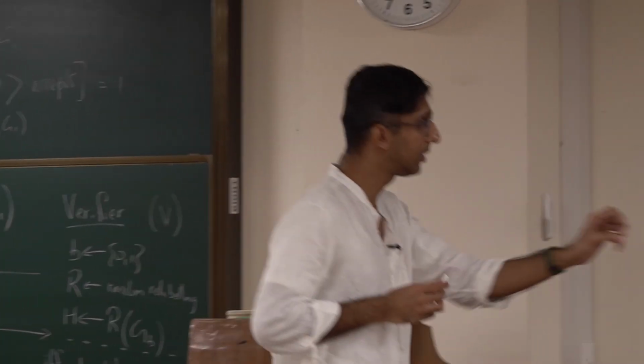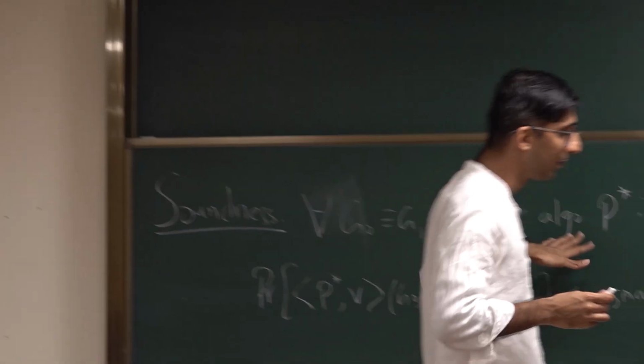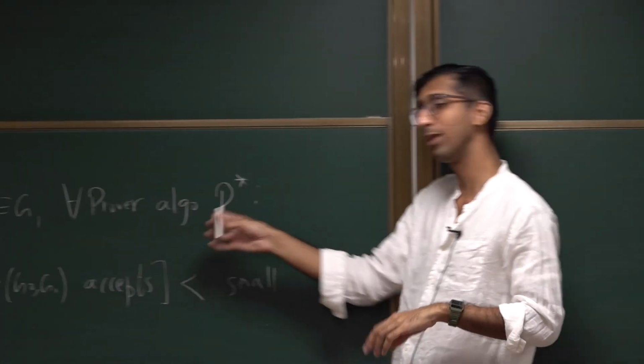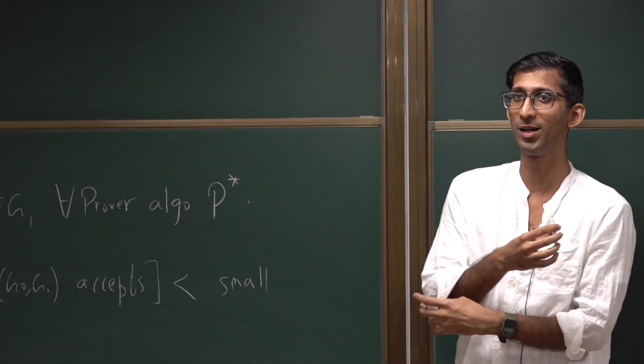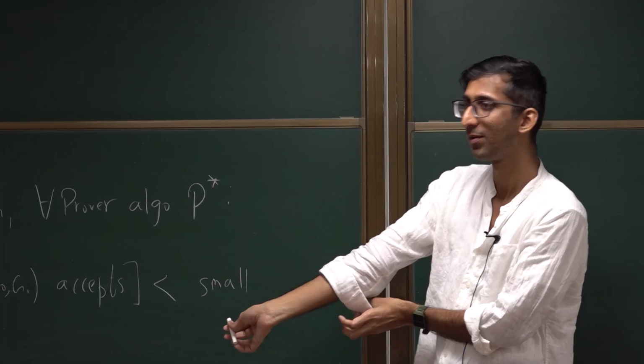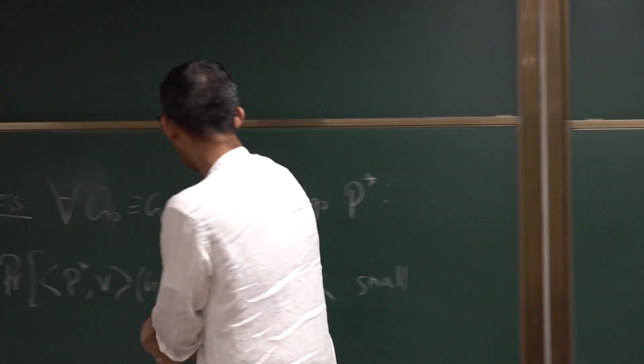Yeah, and that's in fact what we want now. This P star, I'm not bounding its computational resources at all. I'm saying it's an algorithm, but it can be, as you say, an unbounded Turing machine. It can do whatever it wants. Why do we want the probability to be small? If it's less than 1, that is.